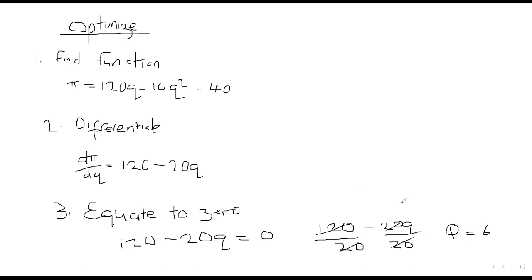So whenever they ask you, find the output that maximizes profit. So you're saying 6 units to maximize profit.